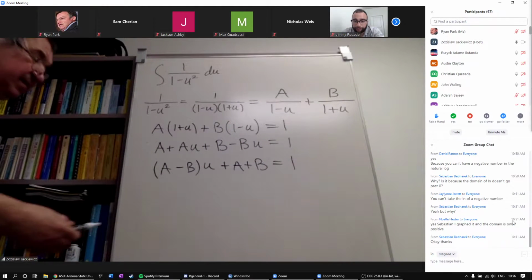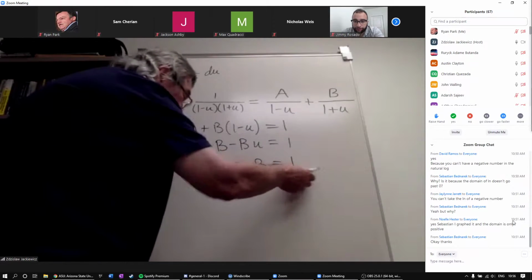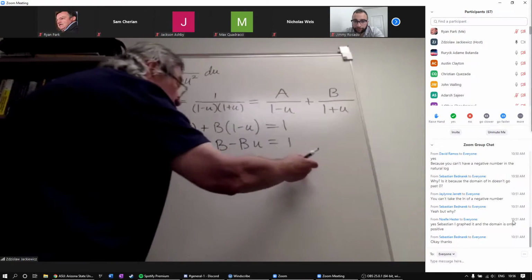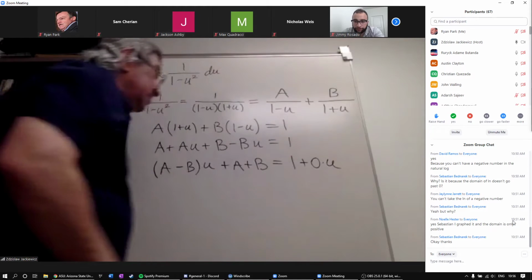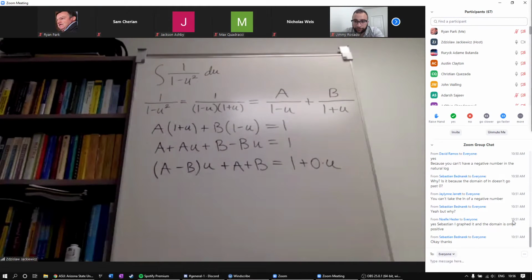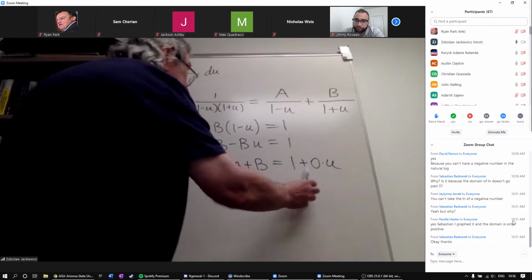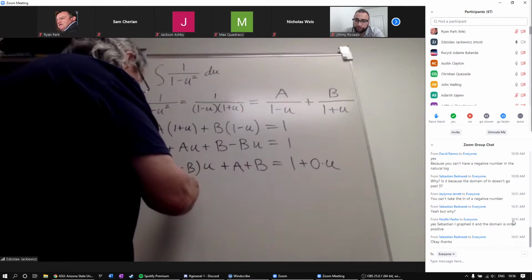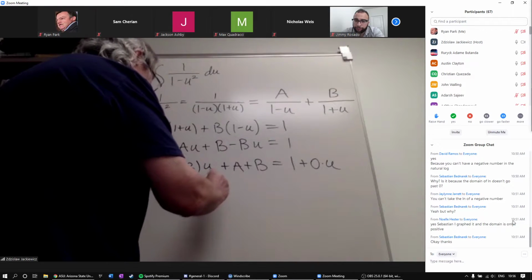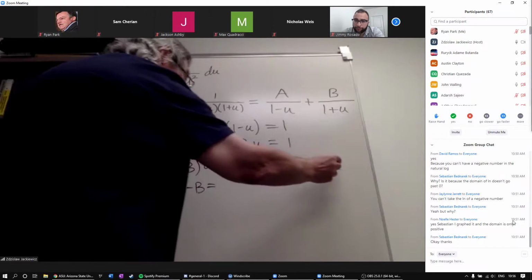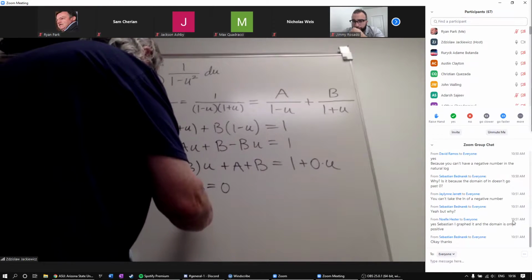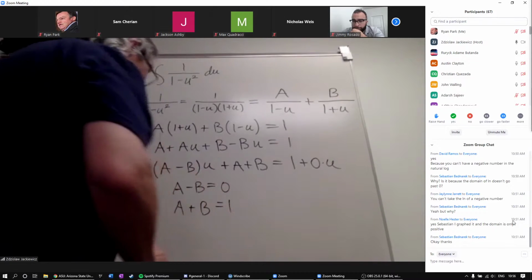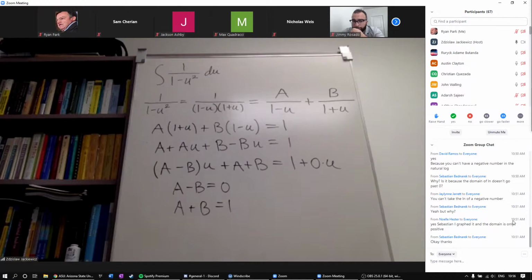And now we will compare. We have one polynomial equal to another polynomial. What we have in front, you could write that this is 1 plus 0 times u, if you want to see things better. So comparing this and this, a minus b is, there's no u here, so it's equal to 0. And a plus b is 1.